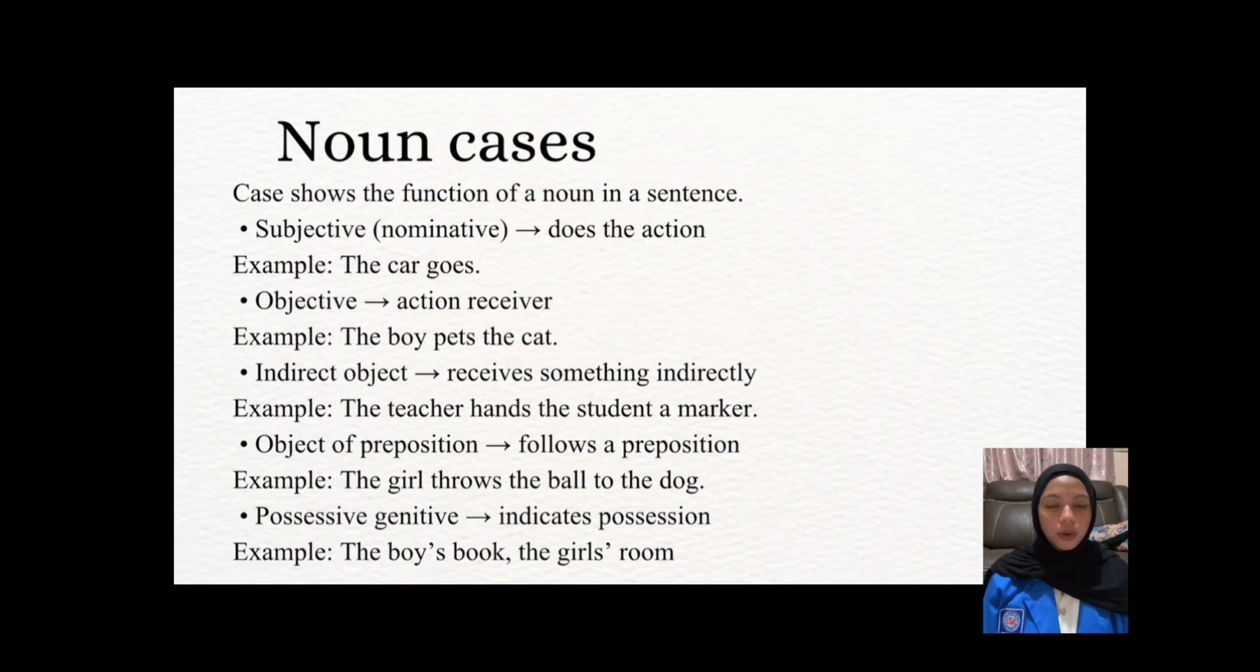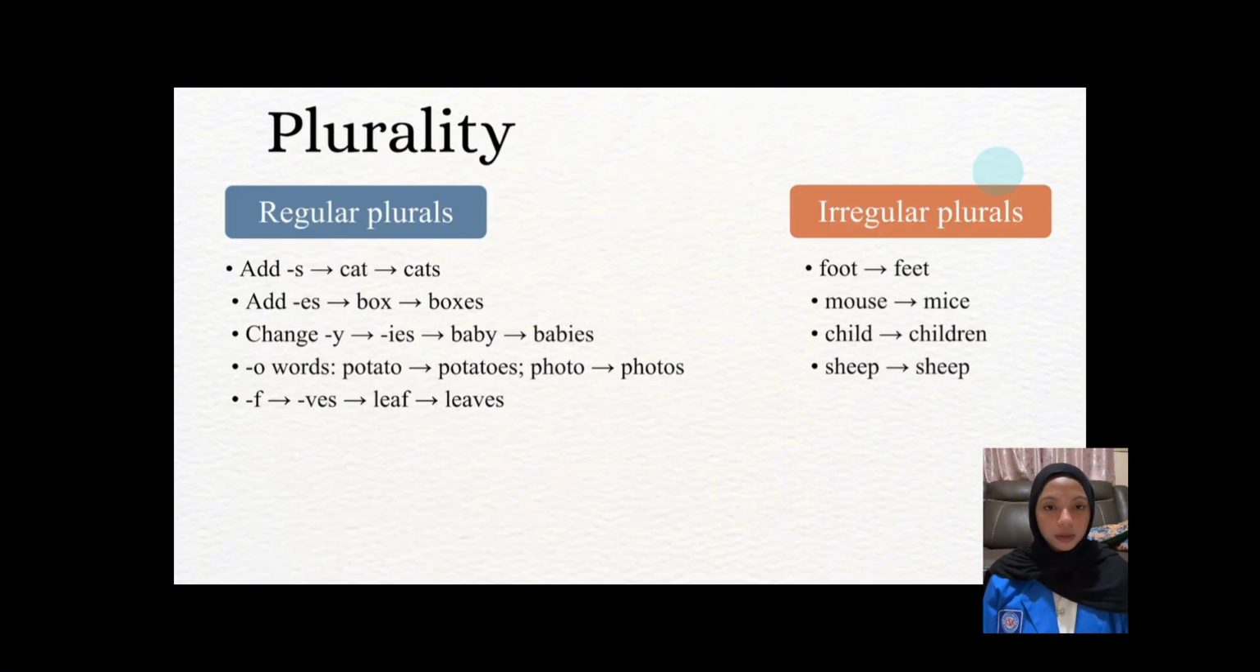And when it shows ownership, it's the possessive case. For example, the boy's book or the girl's room. Now let's talk about plurals: how to show more than one noun.